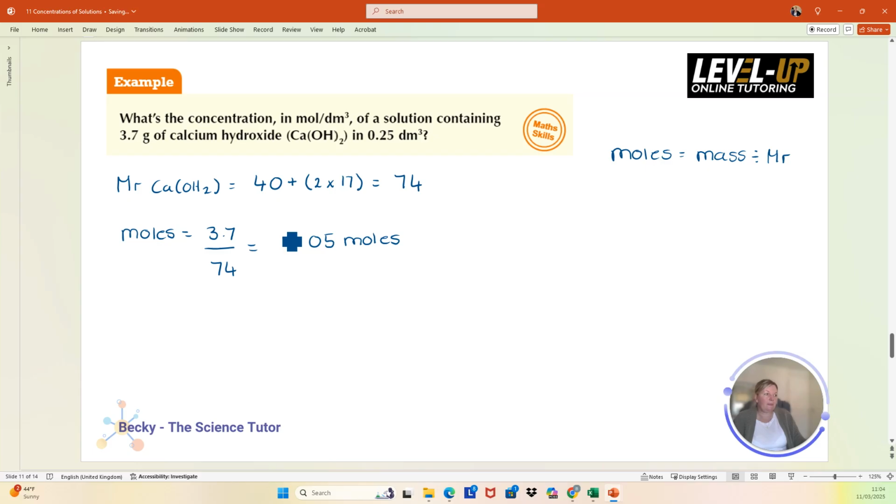Now we've got our moles, we can put it into our concentration equation. We're in decimetres cubed, so we don't need to do anything further. So concentration is the moles over the volume in this case. So we've got 0.05 divided by the volume, which is 0.25, and that gives us a concentration of 0.2 moles per decimetre cubed.